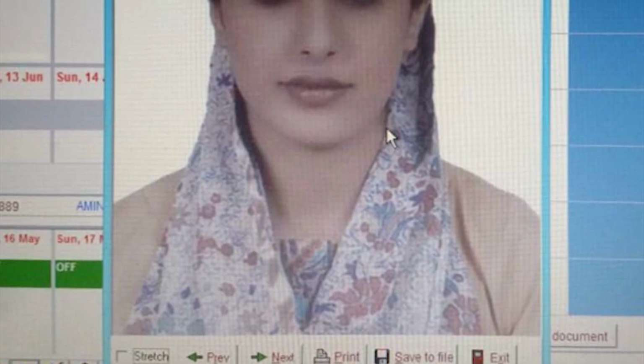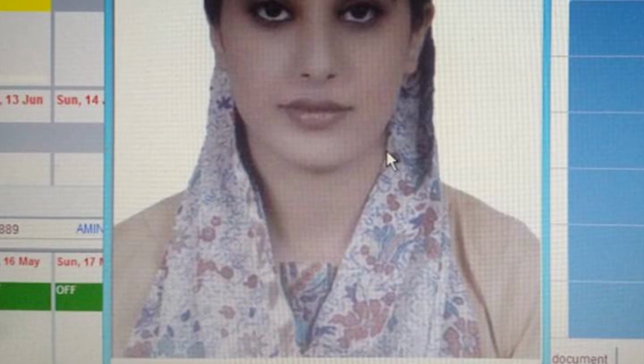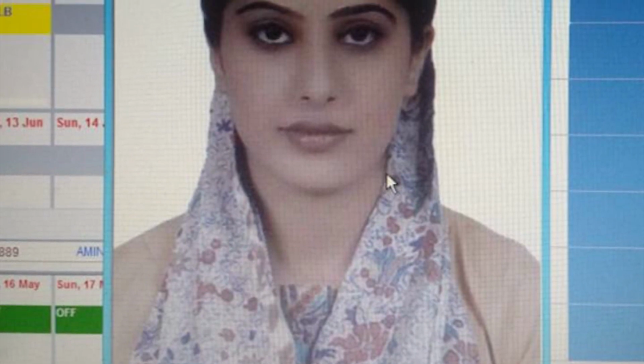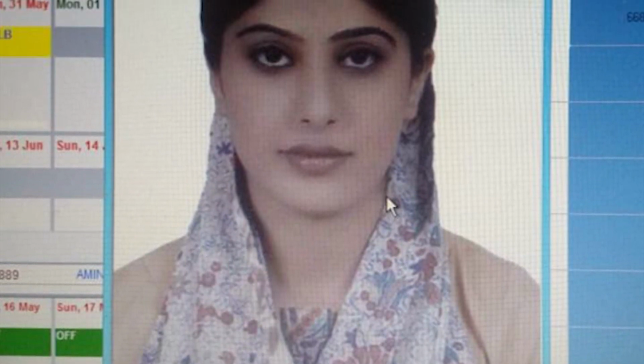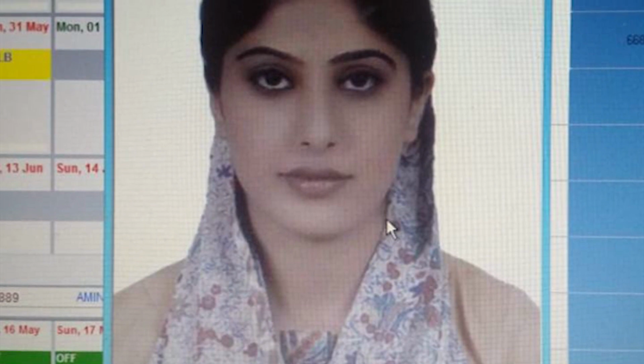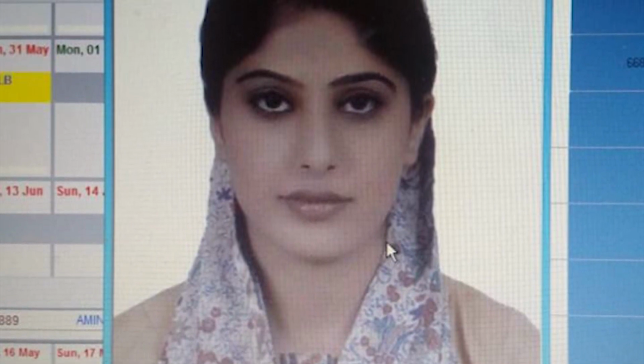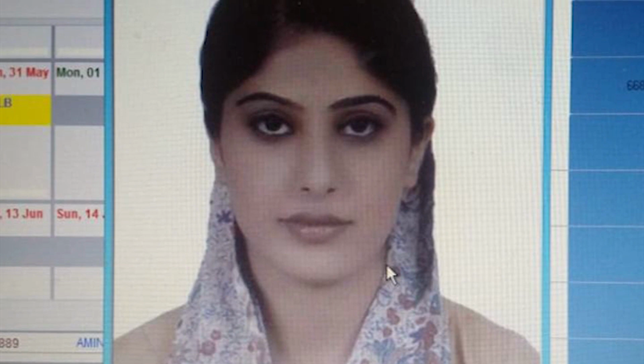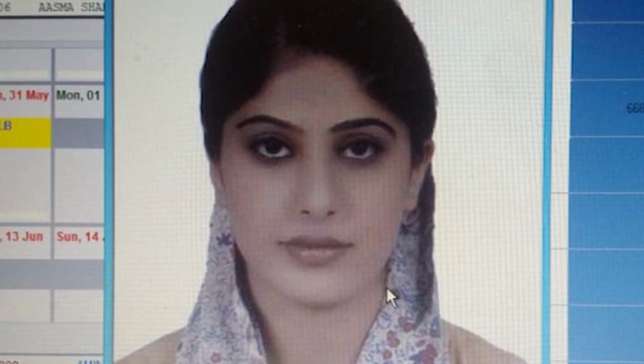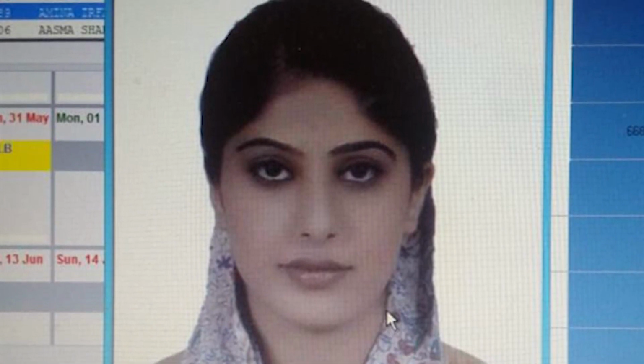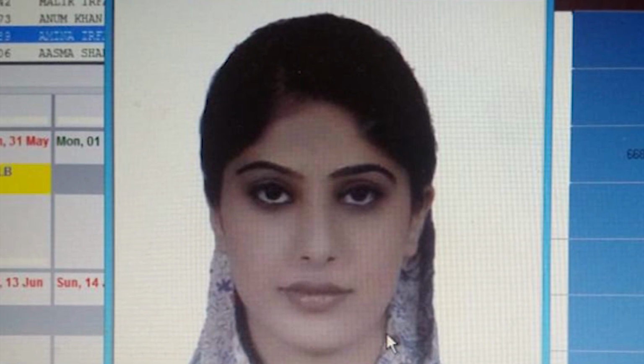Asma Shahzadi was a cabin crew member on the ill-fated flight. Then, the pictures of the other cabin crew who were on the ill-fated flight. They were based in Lahore, and they used to fly from Lahore International Airport.